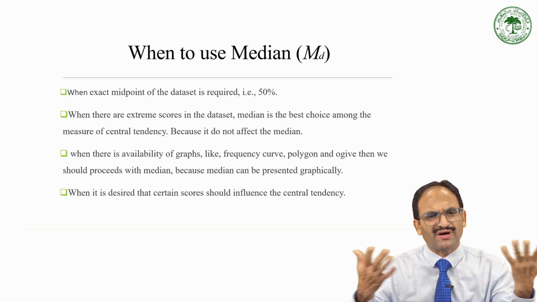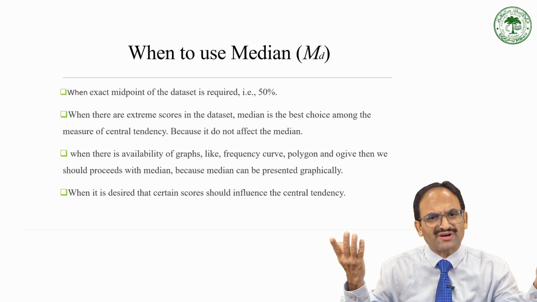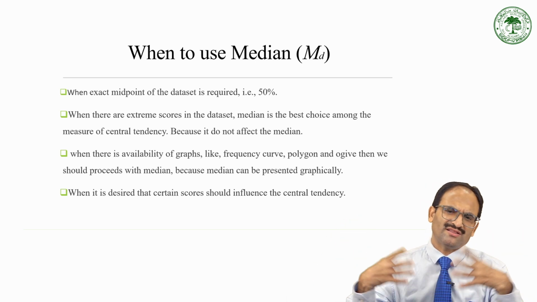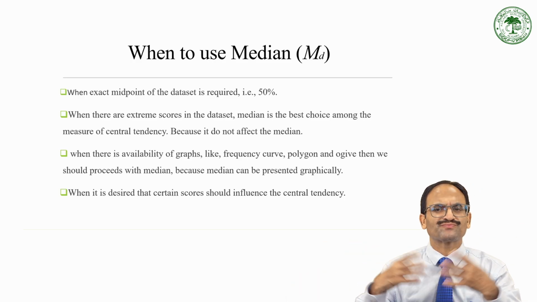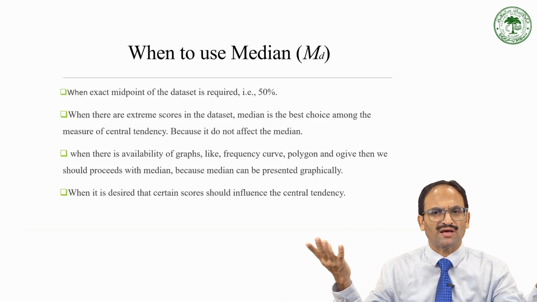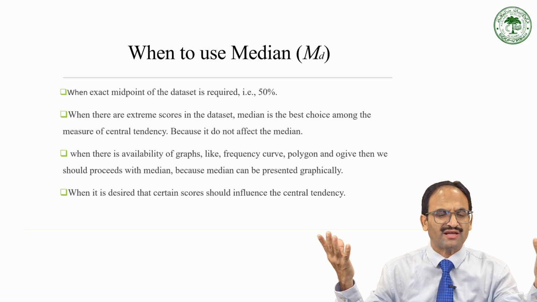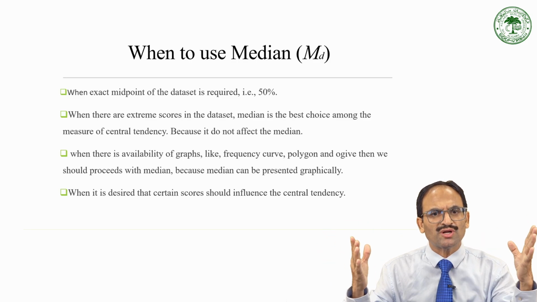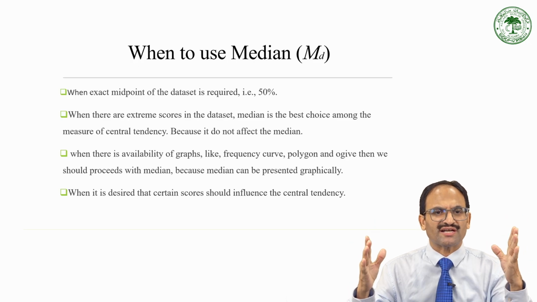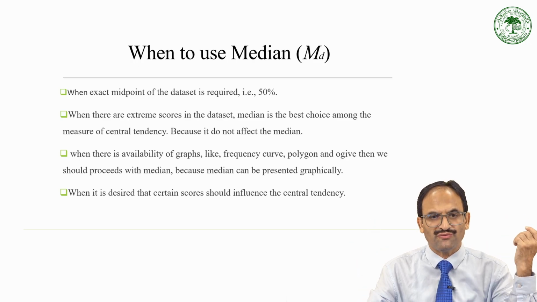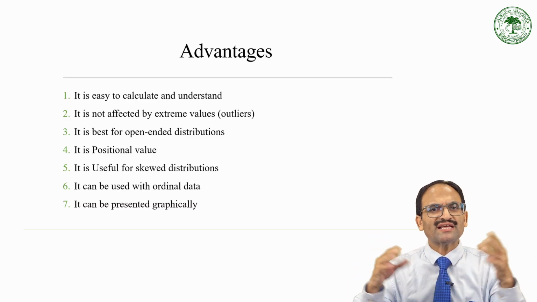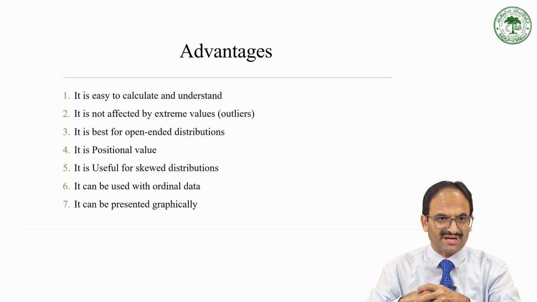And if graphs, frequency curves, polygon, ogive, etc. are available, in that situation again you can use the median. In that situation, calculation of the median will be very fruitful. And when it is desired that certain scores should not influence the central tendency, in that situation also we can use the median. So now the question arises, what are the advantages of median?